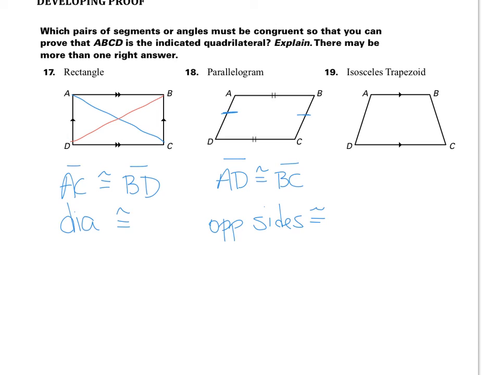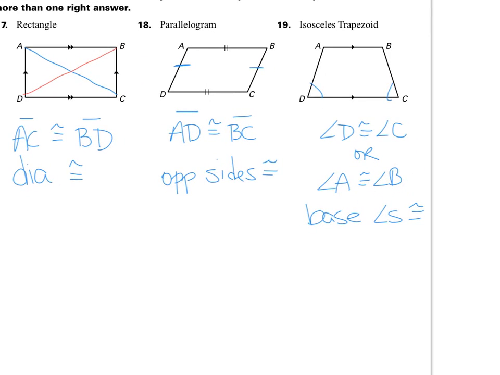And for an isosceles trapezoid, I just really need one pair of base angles congruent. Another option would be to have the legs congruent.